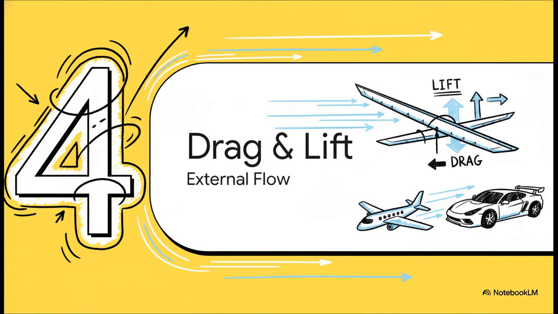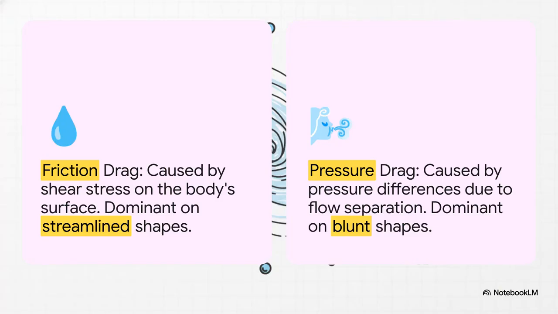Okay, we've looked at fluids inside pipes and flowing freely in channels. For our grand finale, let's zoom out and look at what happens when an object moves through a fluid. This is where we run into two of the most important forces in all of engineering: drag and lift. Now, drag isn't as simple as it sounds. It actually has two faces. First, there's friction drag. This is caused by the fluid's viscosity literally rubbing against the object's surface. It's the main player for sleek, streamlined bodies. Then there's pressure drag, which is all about the pressure difference between the front and back of an object. This is the one that really gets you on blunt, blocky shapes.